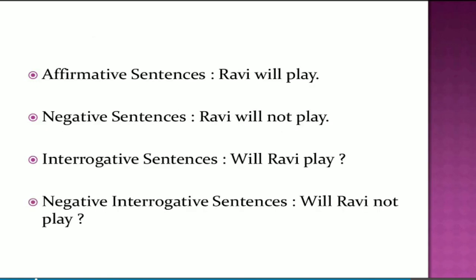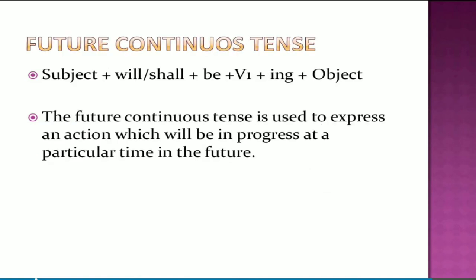Or I shall. Ravi will play. Ravi will not play. Will Ravi play? Will Ravi not play? So that is fine, it is speaking about future. Future continuous, something that is going to happen in the future. Subject plus will or shall plus be plus v1 plus ing plus object. We are always using be with continuous tense.